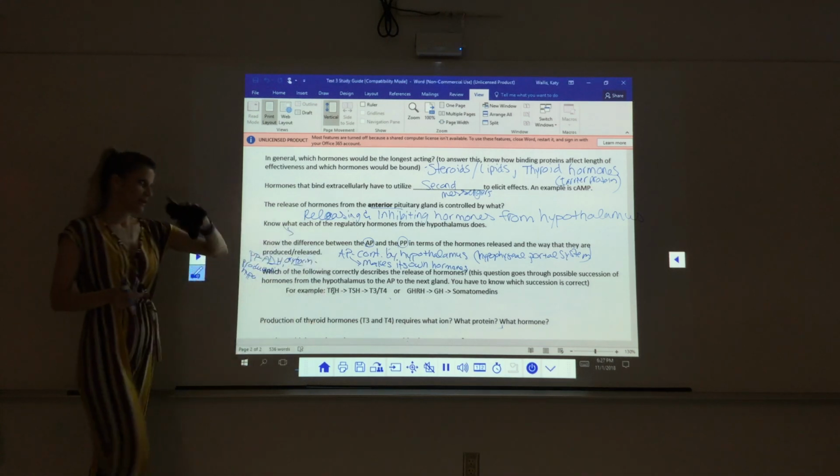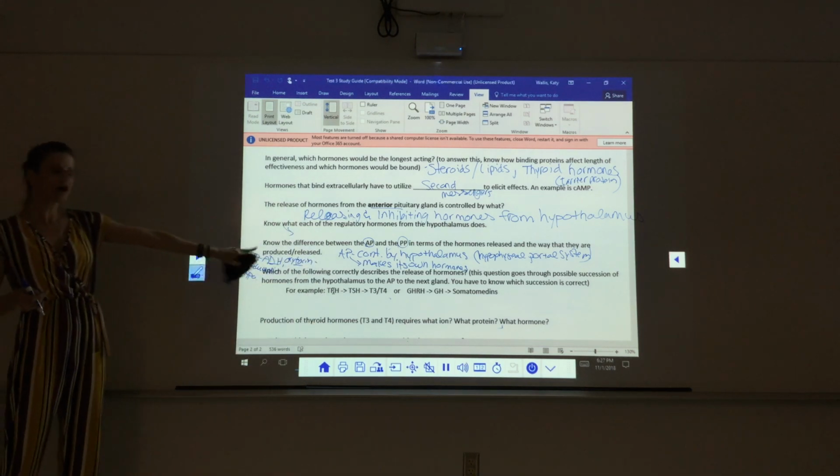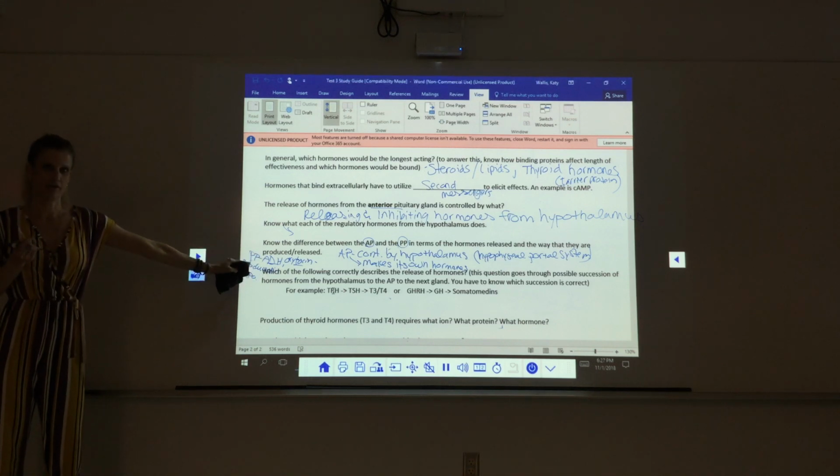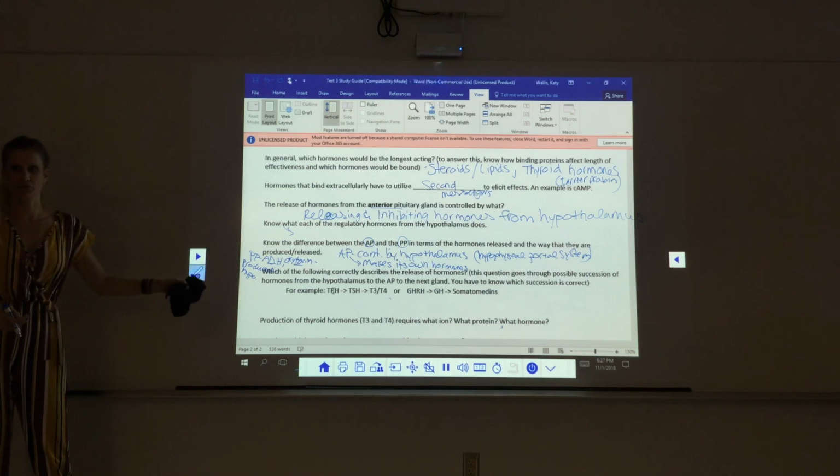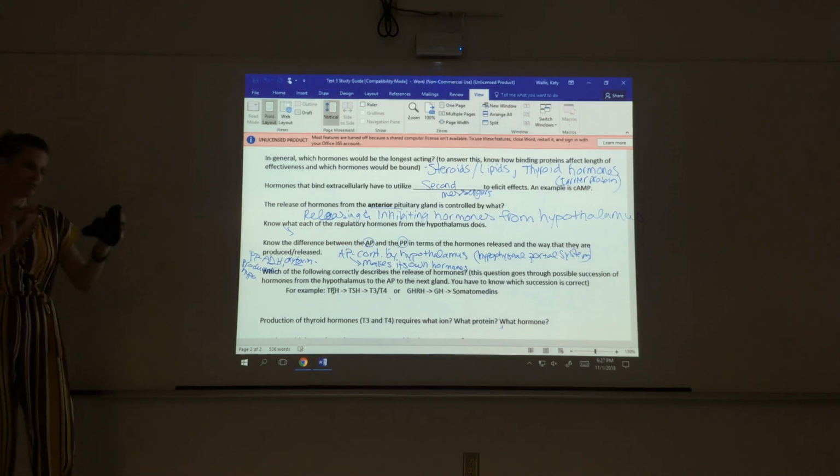And so that means that releasing and inhibiting hormones do not go to the posterior pituitary, right? The hypophyseal portal system does not go to the posterior pituitary. That's all for the anterior pituitary only.